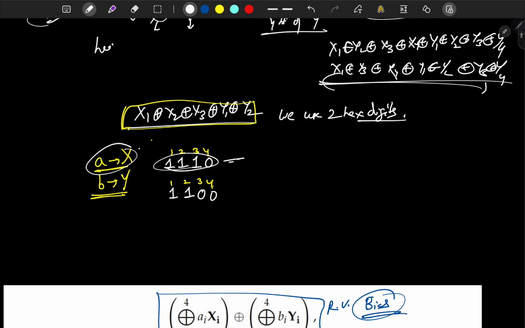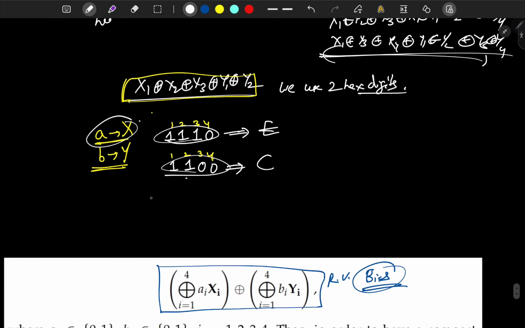So now convert this to hexadecimal. What is the hexadecimal? E. Now convert this one. Tell me how much, bro? 1 2 4 8. Okay, 12. So 12 is nothing but C. Okay, nice.